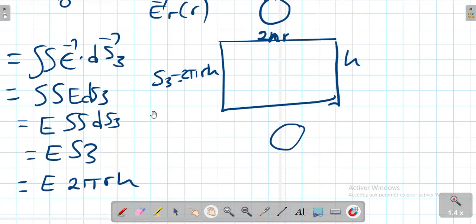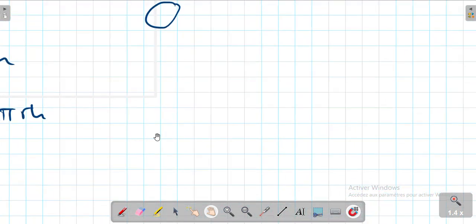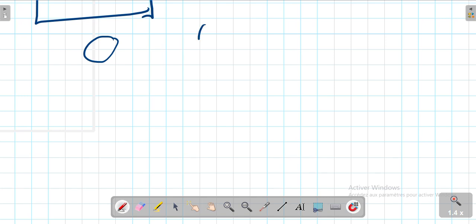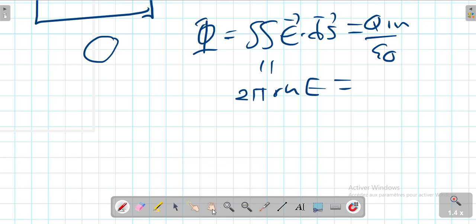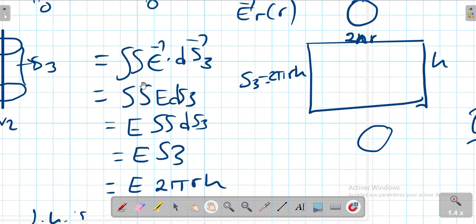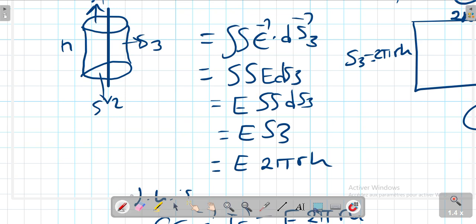The hardest part is the left hand side. The right hand side of the formula, which says flux, which is generally given by the double integral of E dot ds, is given by q in over epsilon 0. Now we've established that this side has given us 2 pi r h E. So what is q in? Now you come back, what amount of charge is enclosed inside? This is just the portion which is enclosed inside.